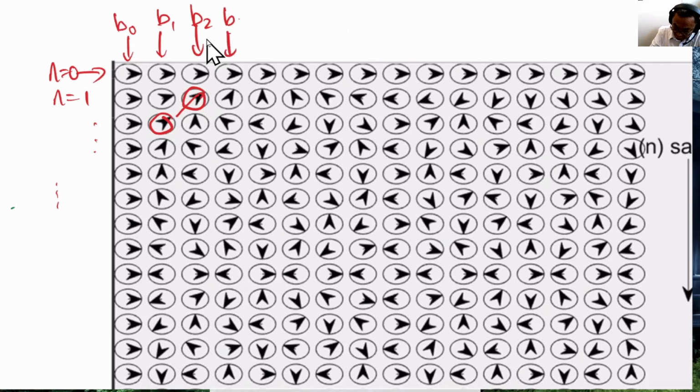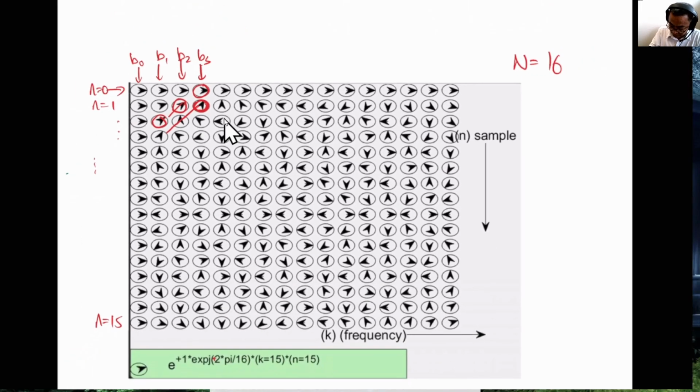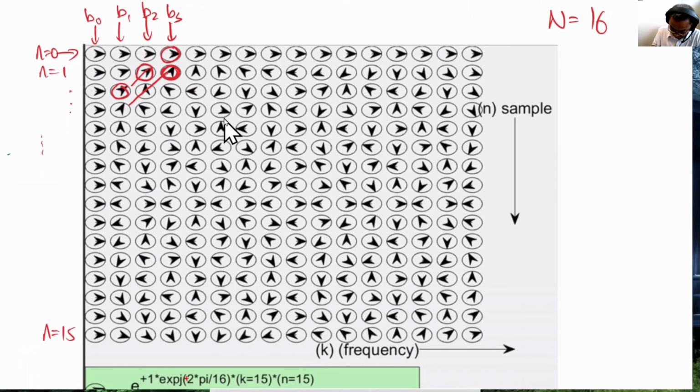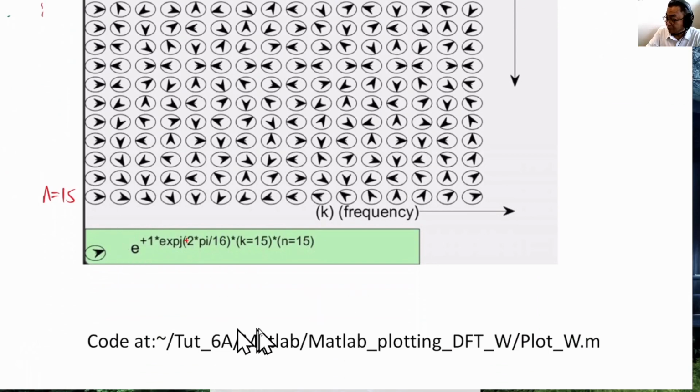B3 is rotating 3 times faster than B1. So you look at the first one is always the same. The second one is the 3 times faster. So now you can appreciate this diagram, and you can go into this MATLAB to run this plotting by changing various n.